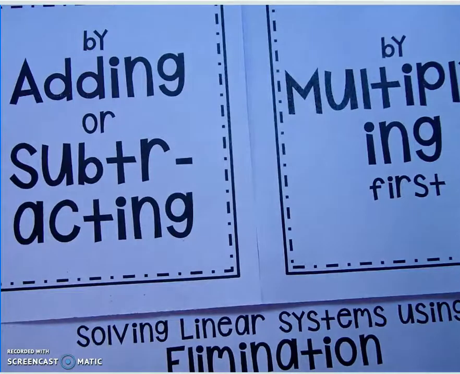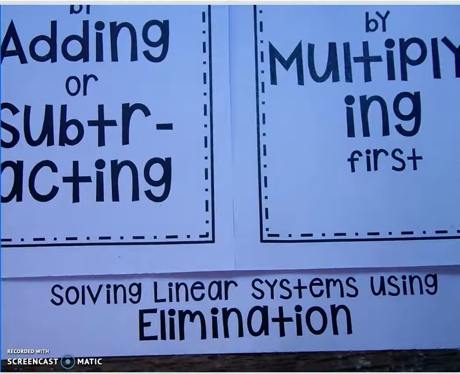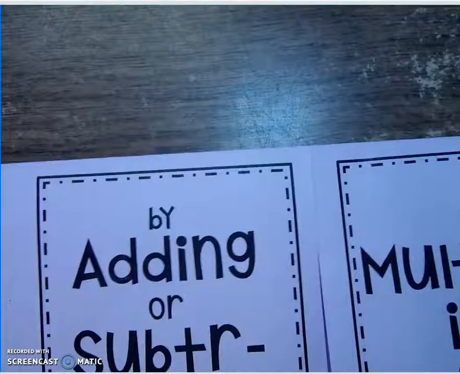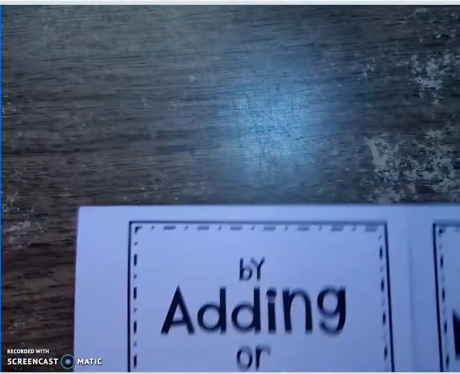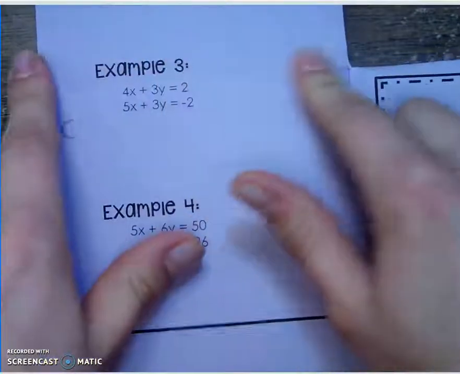This lesson is on solving linear systems of equations using elimination. We've already learned how to solve a system by graphing and by substitution. Now we're going to incorporate elimination. All three of these different methods are used to solve a system of two lines. All right, so let's start in this section by adding or subtracting.